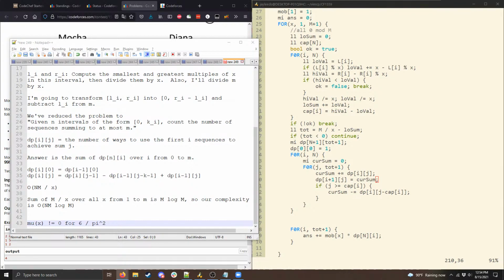But yeah, let me make sure this is right. Yeah, it is about 6 over pi squared numbers that have mu non-zero. And so basically skipping the ones where mu is 0 would be a bit of a constant factor optimization, but in practice it wouldn't really help all that much for getting TLE code to get AC.